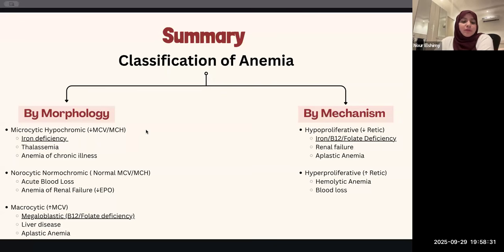Yes, basically, hypoproliferative indicates that there are fewer reticulocytes in the blood, so fewer red blood cells, while hypochromic microcytic means there are smaller cells and less hemoglobin content in the red blood cell. That's how we classify it based on morphology only. When we talk about morphology, we talk about microcytic, the size, or the hemoglobin content. When we talk about the underlying mechanism, we're talking about the production of red blood cells. You're welcome.